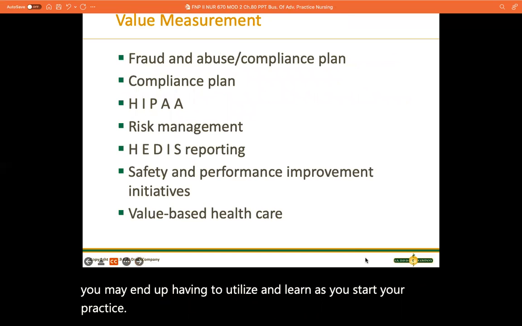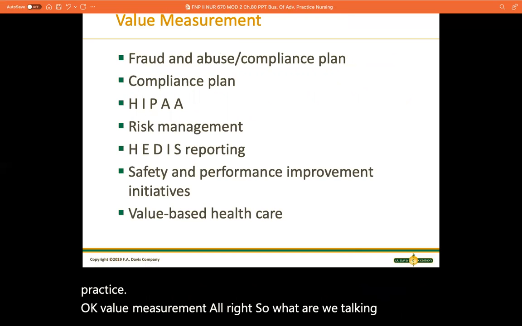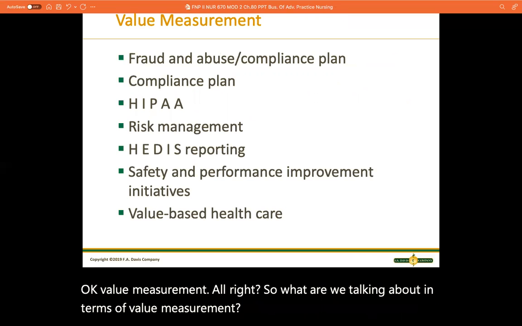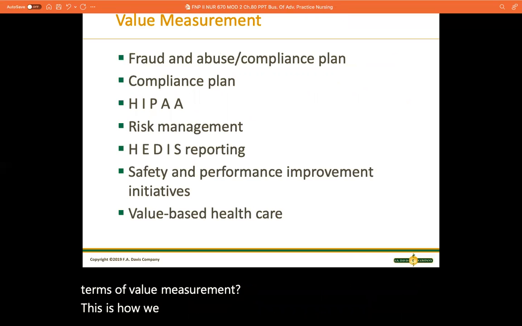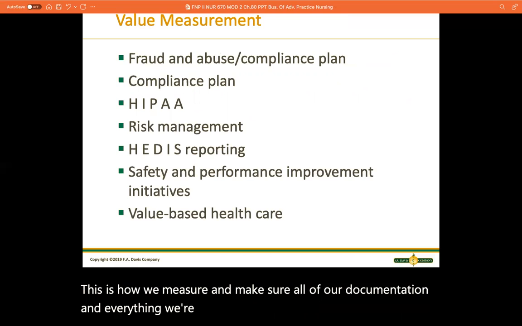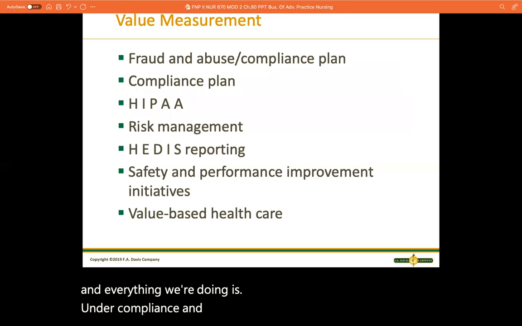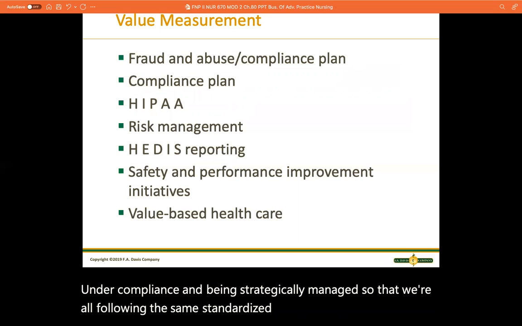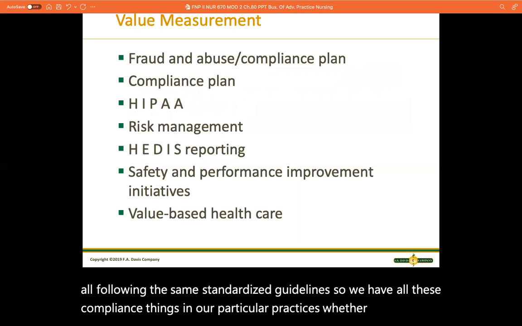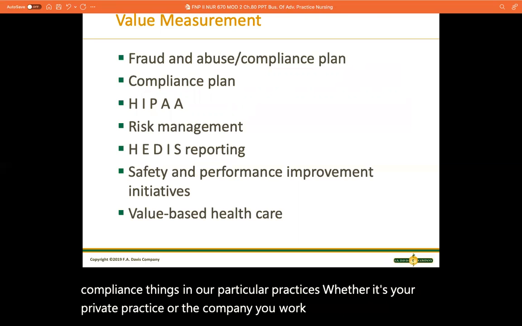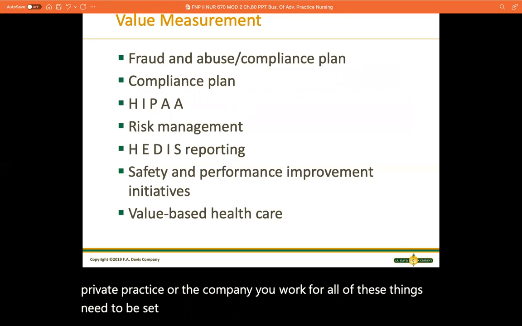Okay, value measurement. All right, so what are we talking about in terms of value measurement? This is how we measure and make sure all of our documentation and everything we're doing is under compliance and being strategically managed, so that we're all following the same standardized guidelines, okay? So we have all these compliance things in our particular practices, whether it's your private practice or the company you work for. All of these things need to be set up. Otherwise, you're out of compliance.